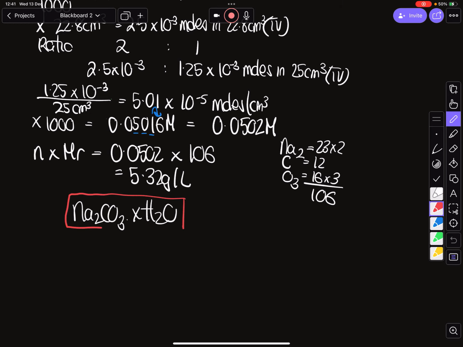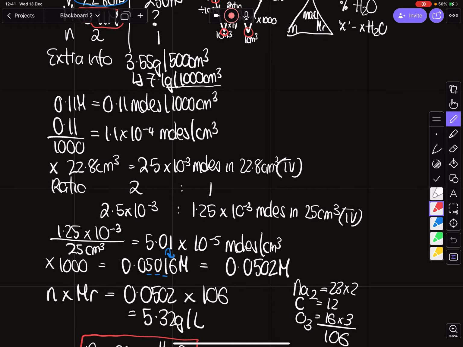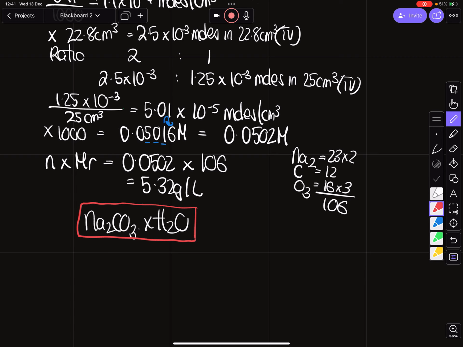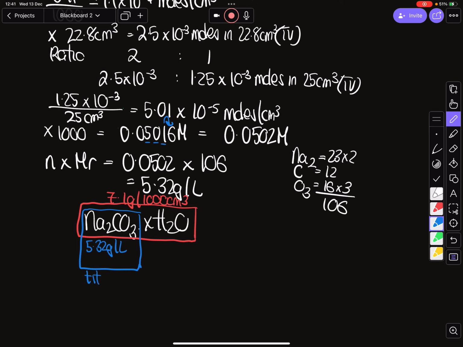So this is how I set it up. We weighed out our extra info at the very beginning up here. We worked out that we had 7.1 grams in 1,000 centimeters cubed. So the whole thing that I weighed out was worth this. When we do our titration, the titration gives us the sodium carbonate by itself. So that's the 5.32 grams in a litre, and we find this by titration. The next bit that we have left then is how do we work out how much water is there, and that just becomes a subtraction.